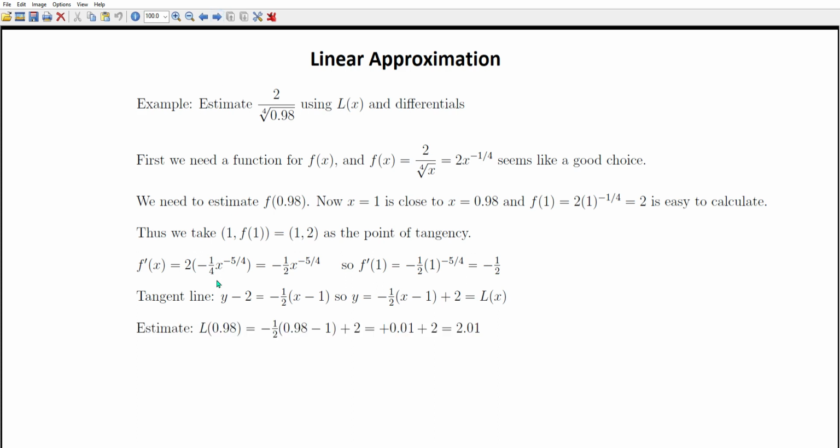And now we want the value of L at 0.98, which is minus 1/2 times 0.98 minus 1 plus 2. This ends up being minus 0.02 times minus 1/2 is plus 0.01 plus 2, which is 2.01, which is what the linearization gives us as an estimate. If you use a calculator, you get 2.01013. So again, we're doing very well with this estimate.